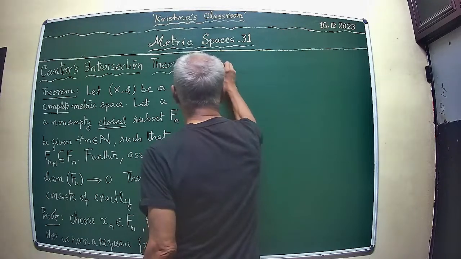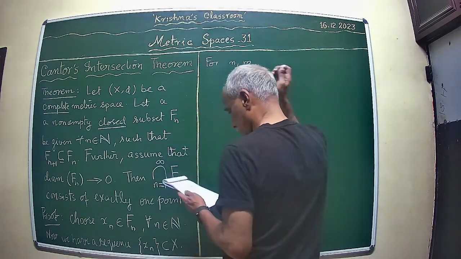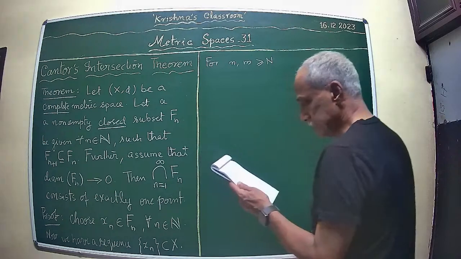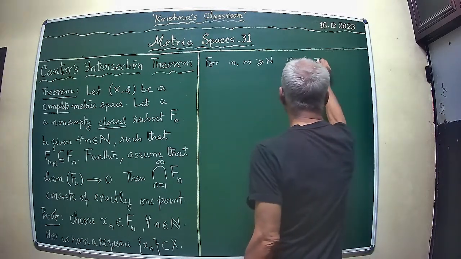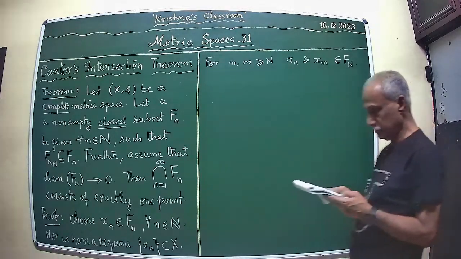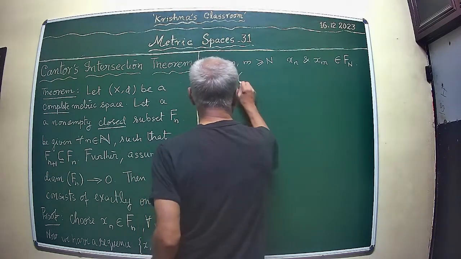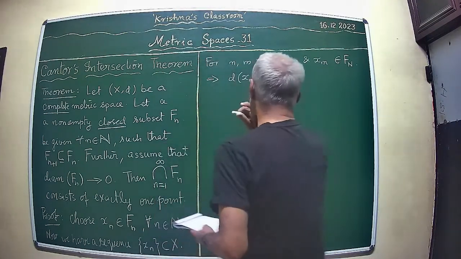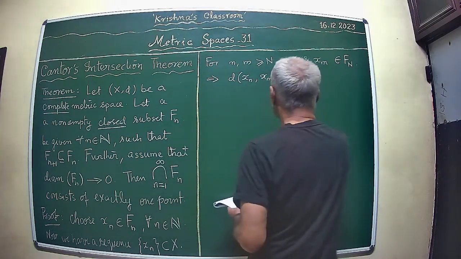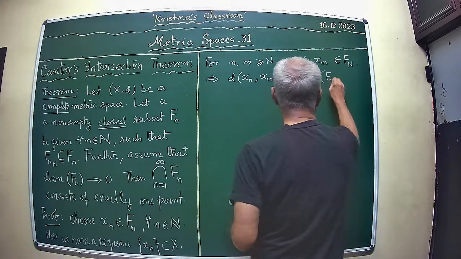For n, m greater than a certain n, what we can say is that xn and xm belong to Fn, which implies the distance between xn and xm is less than or equal to the diameter of Fn. That's simple.